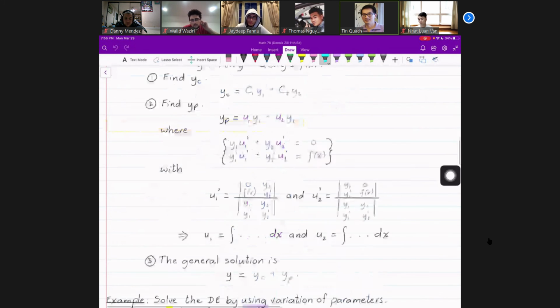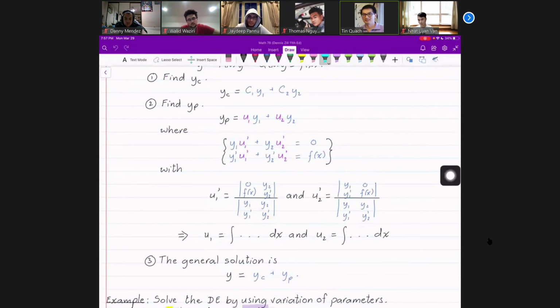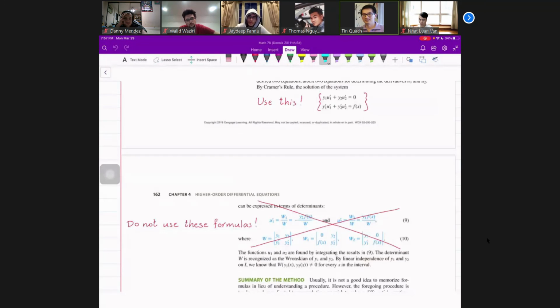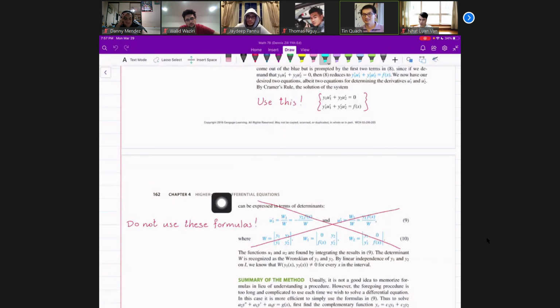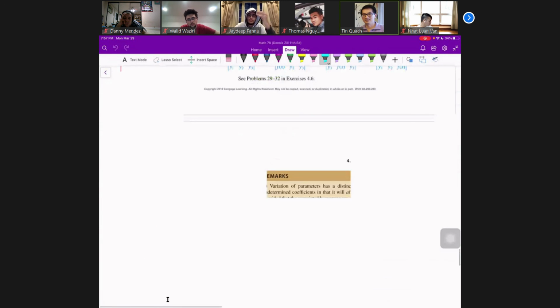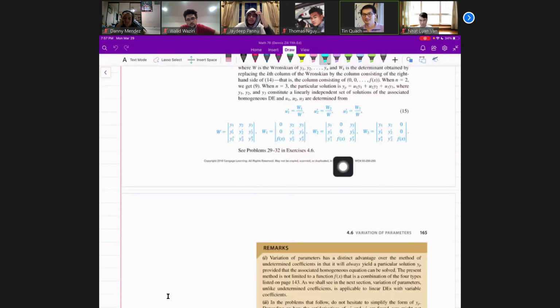Now, I told you not to use the formula in the book, right? But these are actually the formulas in the book, and I get these from this system. So it's okay for you to use that formula if you want to, because it's the same way. Equations 9 and 10, or 14 and 15, or these. It's okay with me now.